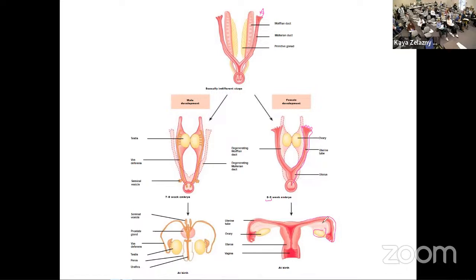Our fallopian tubes, our uterine tubes, going to the uterus, down and out the body. Okay. So that's how we develop one or the other of these body plans.